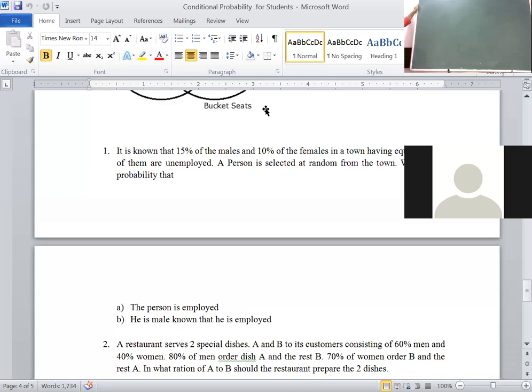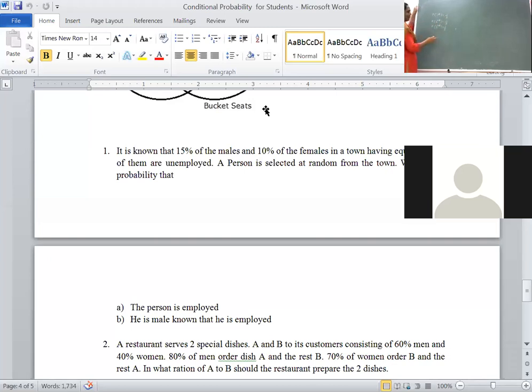It is known that 15% of the males and 10% of the females in a town having equal number of them. Underline the words equal number of them. For example, 3 boxes are there, 3 identical boxes. In the final examination, if the question comes like this, for the first box the probability is 1 by 3. For the second box, the probability is 1 by 3. Probability of the third box is 1 by 3. If you add, you will get 1.